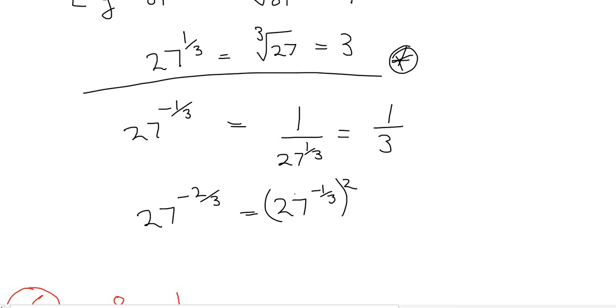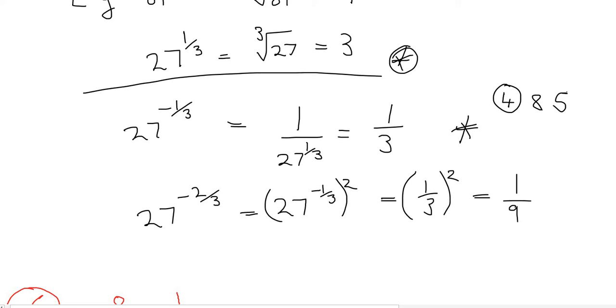Yeah. And we've just worked out here what 27 to the minus 1/3 is. It's just a third. So our answer is a third squared, which is simply 1/9. Okay, so that's sort of combining a few rules together. Maybe I'll write that down. So this combined rules 4 and 5. This one combined rules 3, 4, and 5.